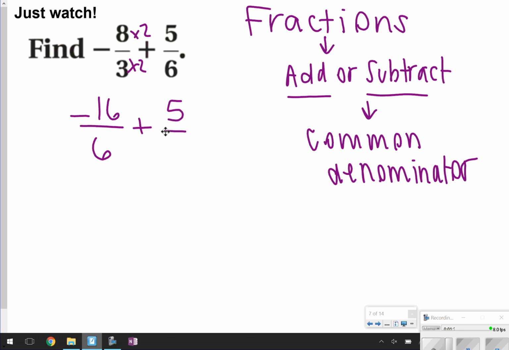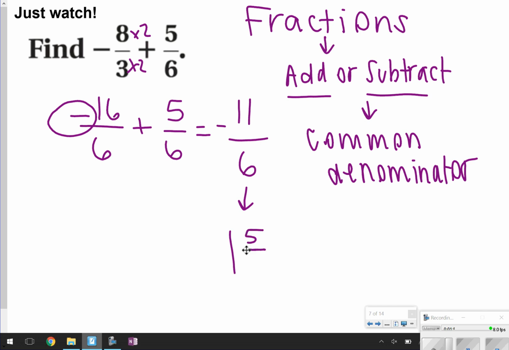Now both my fractions have the same denominator, and that's exactly what I need to add or subtract them. Notice I have 2 different signs, and different signs means I need to subtract. So 16 take away 5 is 11, and I'm going to keep my denominator, and my answer will have to be negative because my larger value is negative. I'm not going to keep my answer as an improper fraction. Instead, I'm going to change it to a mixed number. That just means 6 will go into 11 one time with 5 remaining. So my answer for this one should be -1 and 5/6.